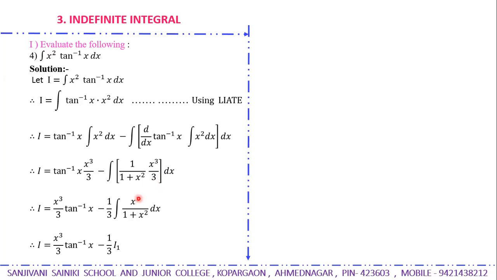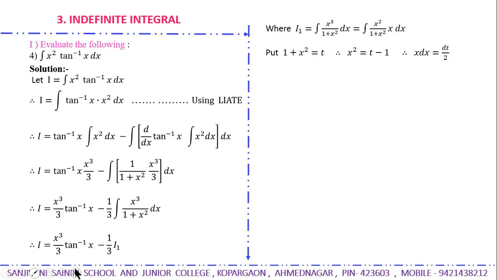So what you get is 1 upon 3 times integration of x cube upon 1 plus x square. Call this as I1. Okay, so I1 is x cube upon 1 plus x square. I can write it as x square upon 1 plus x square into x dx. So I will use the substitution 1 plus x square is equal to t. So x square is equal to t minus 1. Therefore x dx is equal to dt upon 2. So use that substitution here. You get 1 upon 2 integration of 1 minus 1 upon t dt. So integration of 1 is t and the integration of 1 upon t is log of t.